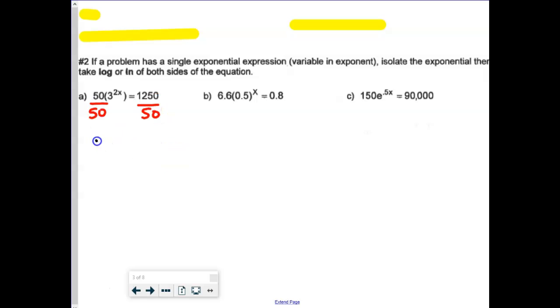So this becomes 3 to the 2x power equals... is it? I don't know. 25? Okay, thank you. It feels like a Monday to me.